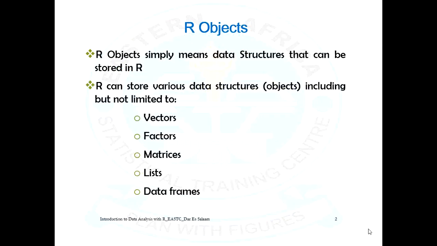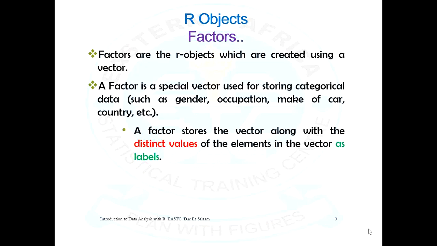We are still on other objects, and today we'll be discussing factors. We have already gone through vectors, so we'll go one step ahead and discuss factors. When we speak of factors in R, they're simply R objects which are created using vectors.